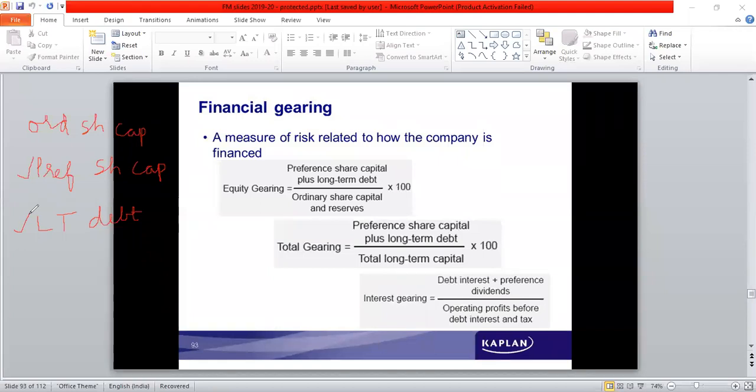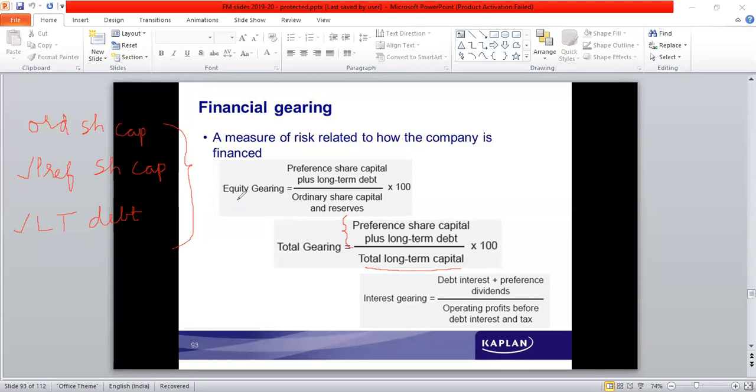So ordinary share capital has no fixed component of dividend. So here we see what is the total gearing out of the total long-term capital. All these are sources of long-term capital. What portion of the capital has a fixed commitment in the form of cost of capital? So we have preference share capital plus the long term debt capital has a fixed commitment. So what portion of their total capital has a fixed commitment?